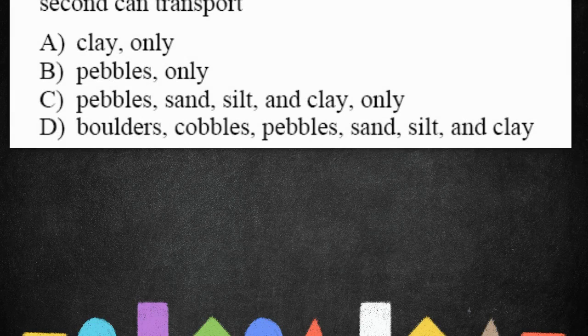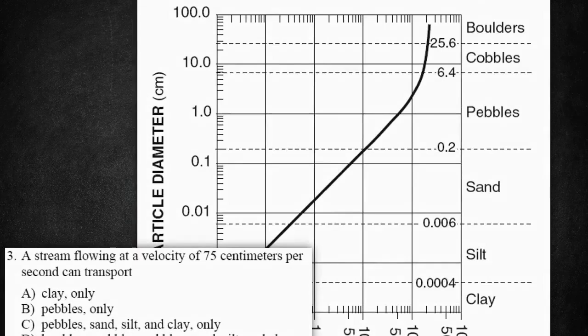Three: a stream flowing at a velocity of 75 centimeters per second can transport. If it's going 75 centimeters per second, what material can it transport or erode? Transport and erode are synonymous. So I find 75 centimeters per second, and it can erode anything up to that line. So it can erode clay, silt, sand, and most pebbles. Our choice would be C: pebbles, sand, silt, and clay.